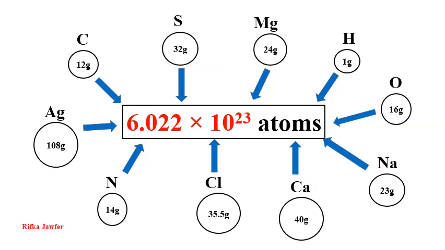That means 12 gram carbon has 6.022 × 10^23 carbon atoms. 32 grams sulfur has 6.022 × 10^23 sulfur atoms. 24 grams of magnesium has 6.022 × 10^23 magnesium atoms. And 108 grams silver has 6.022 × 10^23 silver atoms.